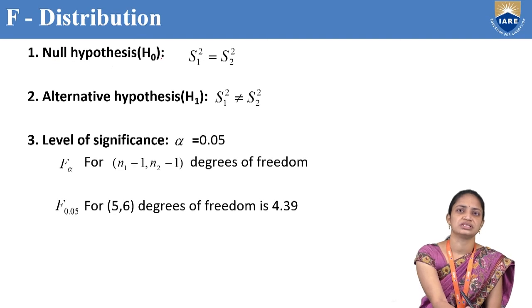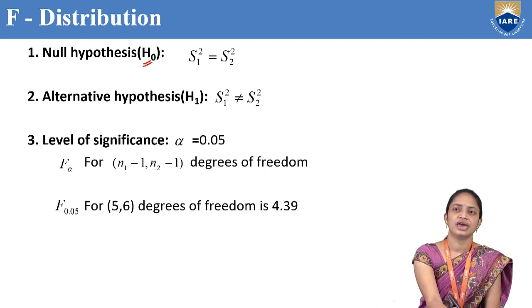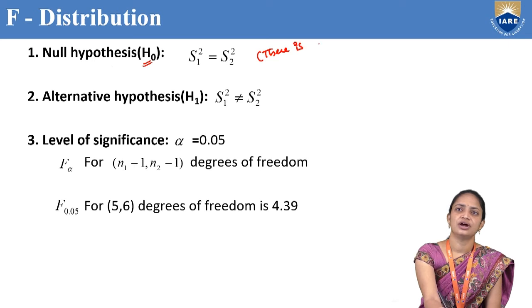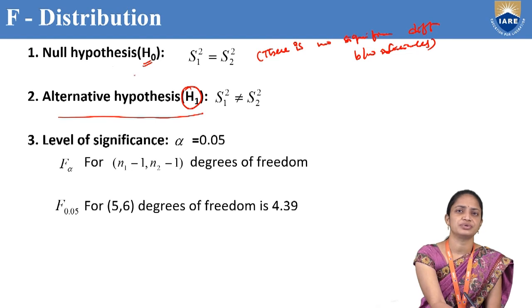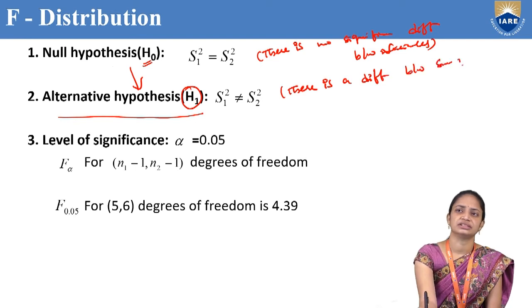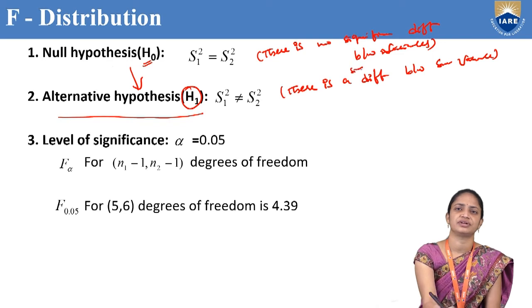So first one is the null hypothesis, which is H naught. In the H naught, here I am taking S1 square equal to S2 square. That means there is no significant difference between the variances. So next we need to write the alternative hypothesis, denoted with H1. What is the alternative hypothesis? Opposite to the null hypothesis. That means here I am taking S1 square not equal to S2 square, that is, there is a significant difference between the sample variances.